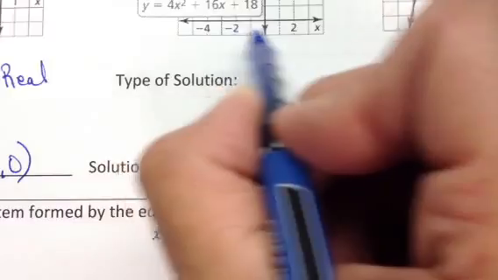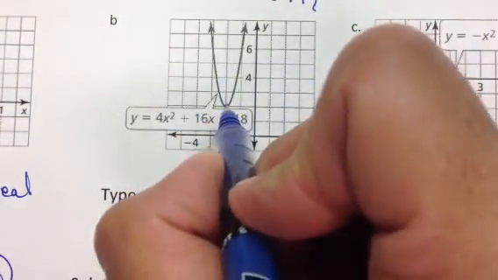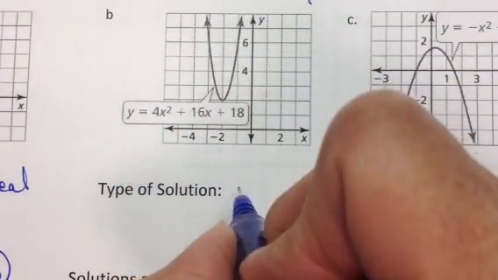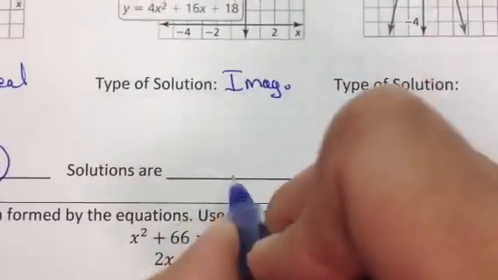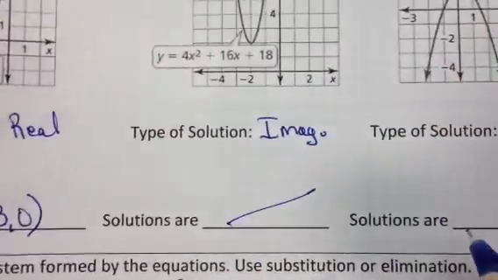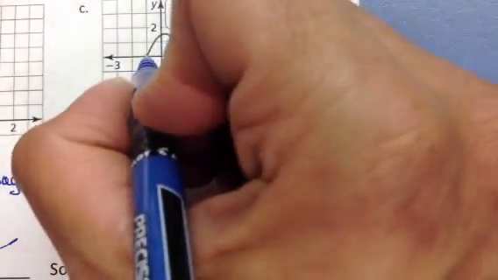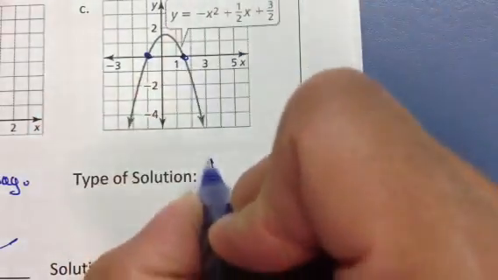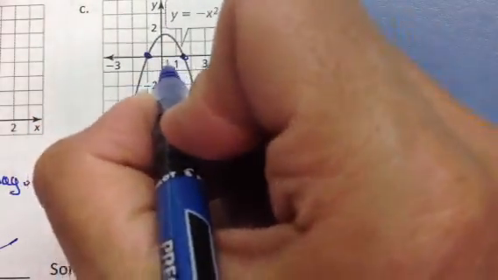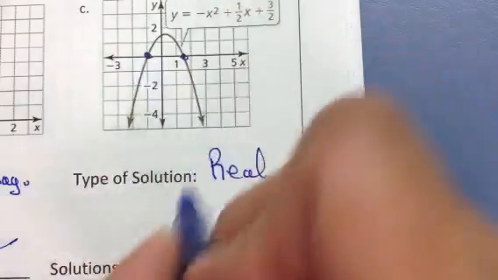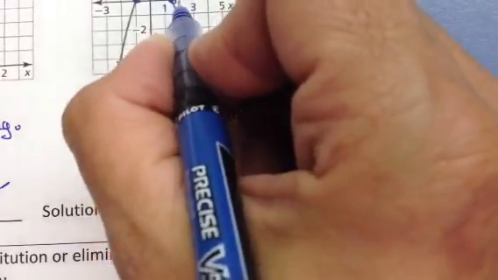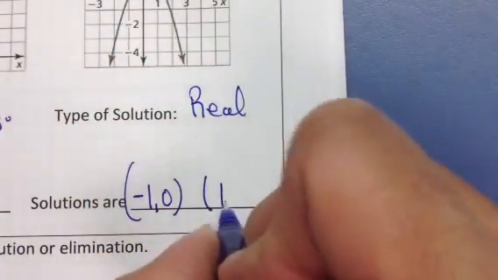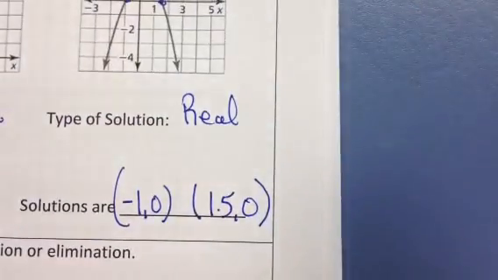This one, here's the x-axis, here's the y-axis. This actually never makes contact with the x-axis, so these are imaginary, which means you won't give any. And the last one, these are real. There's 2 of them. This one is negative 1, 0. And the other one looks like it's 1.5, 0. Okay? All right, 18, another substitution.